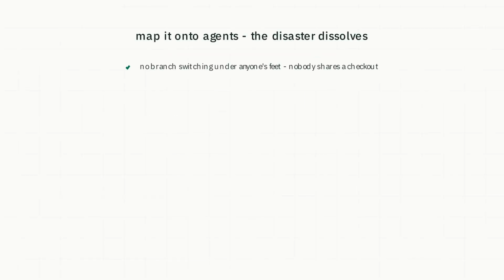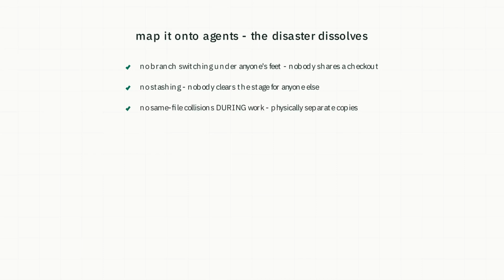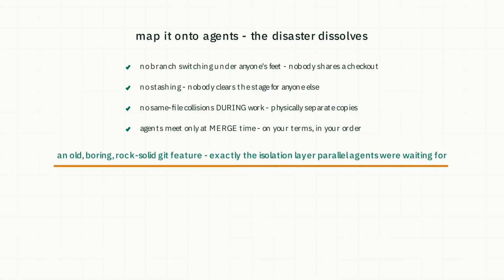Now map that onto agents and the 2-terminal disaster dissolves. Each agent gets its own directory and its own branch. No branch switching under anyone's feet because nobody shares a checkout. No stashing because nobody needs to clear the stage for anyone else. No same-file collisions during work because the files are physically separate copies. The agents only meet at merge time, on your terms, in an order you choose. An old, boring, rock-solid Git feature turns out to be exactly the isolation layer parallel agents were waiting for.